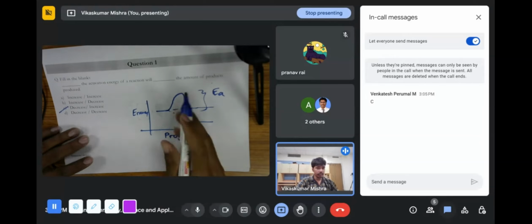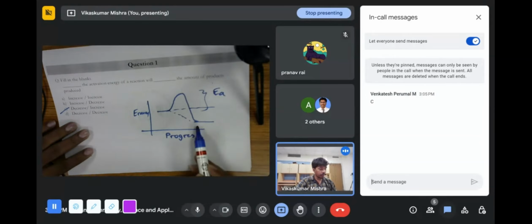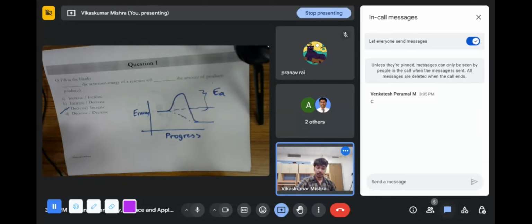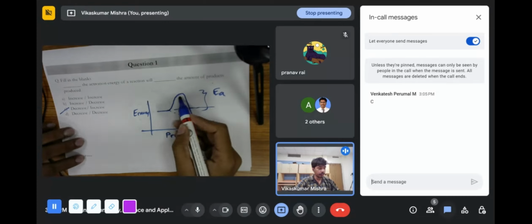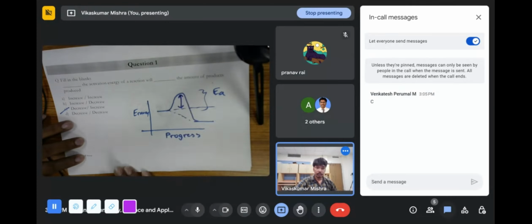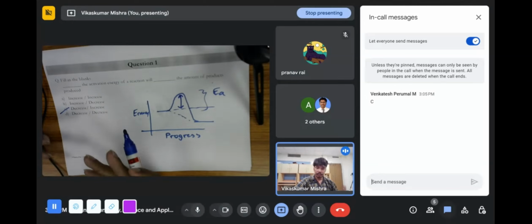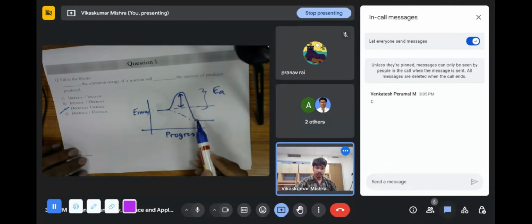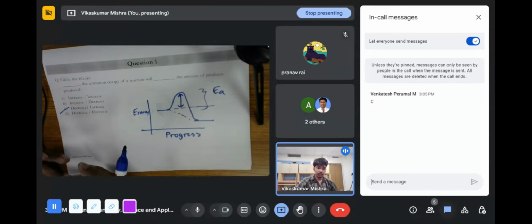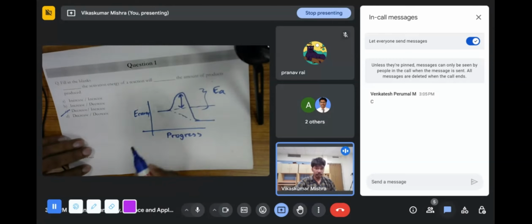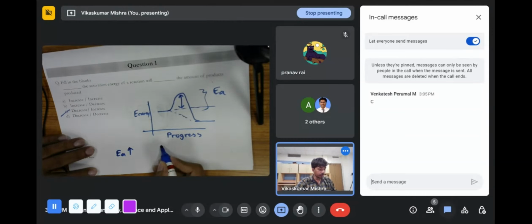So what will happen if I increase the barrier? Will the product form more or will it form less? If I'm increasing this particular height, the reactant will need more energy to cross this barrier. If the energy provided is not sufficient, the product will form very little. So if the barrier height EA is increasing, then the concentration of the product should decrease.